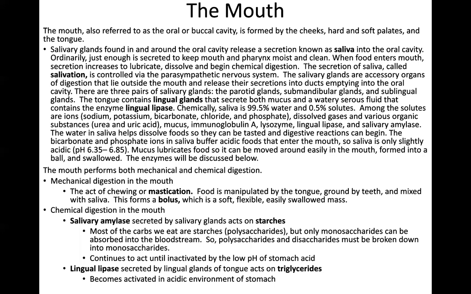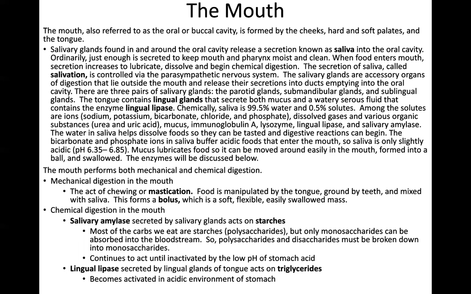Another term for your mouth is your oral or buccal cavity, formed by the cheeks, the hard and soft palates, as well as your tongue. Associated with our mouth is a lot of stuff. Our teeth, our tongue, hard and soft palate, the uvula that helps us swallow, but also salivary glands. We have salivary glands both on the inside of our mouth as well as around the oral cavity that release together a secretion known as saliva, or what we commonly call spit.